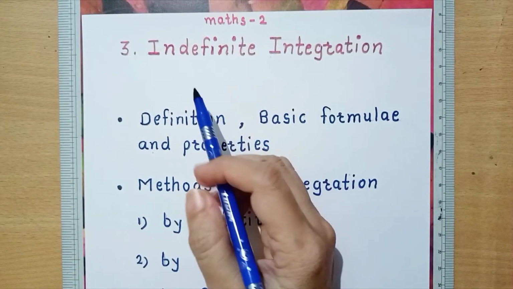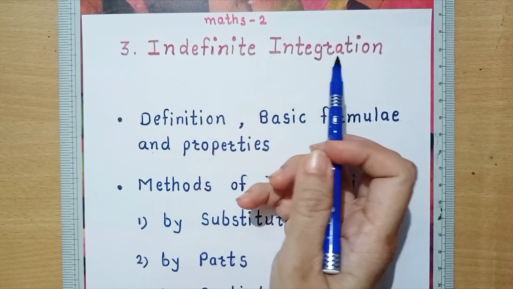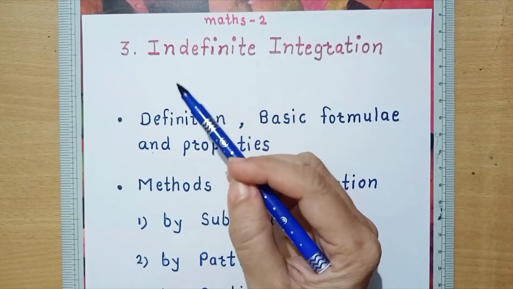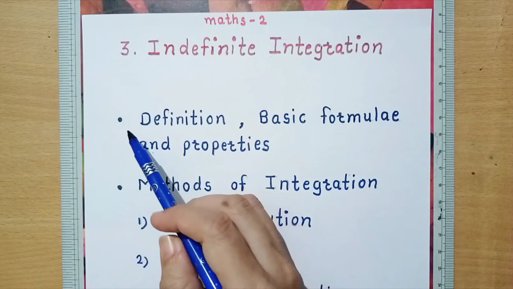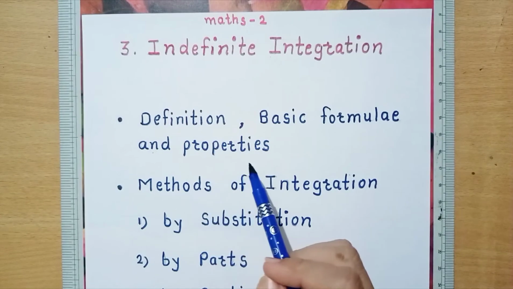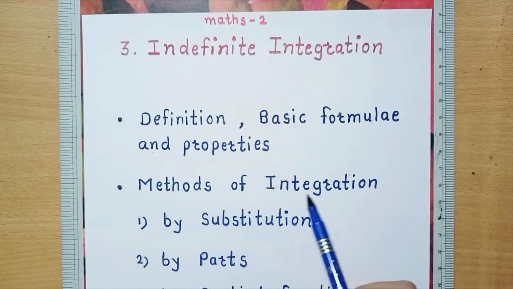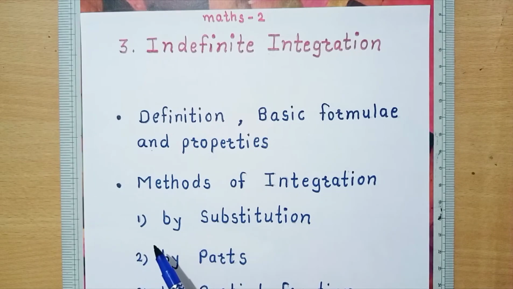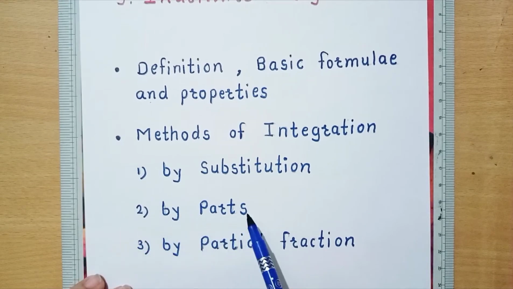Hello everyone. Today we are going to start our third chapter, Indefinite Integration from Maths 2, and here we are going to study these 2 points. First one, we will see the definition, basic formulae and properties, and second one, we will see the methods of integration. First method is integration by substitution, second one integration by parts, and third method is integration by partial fraction.